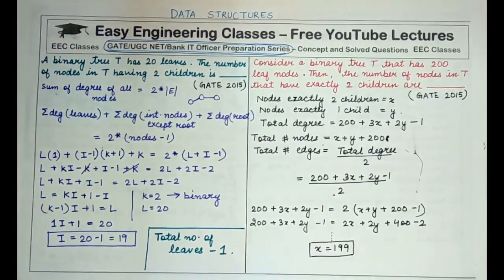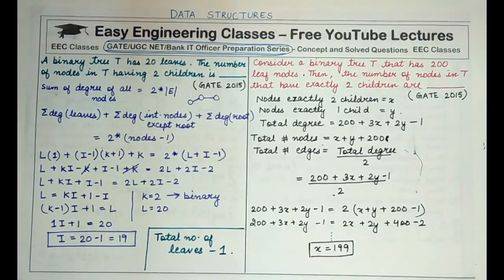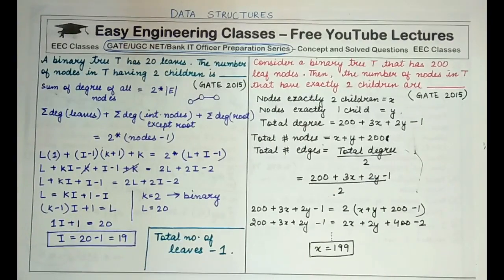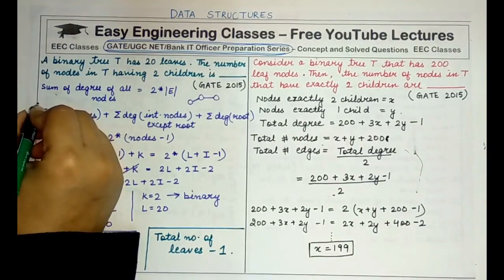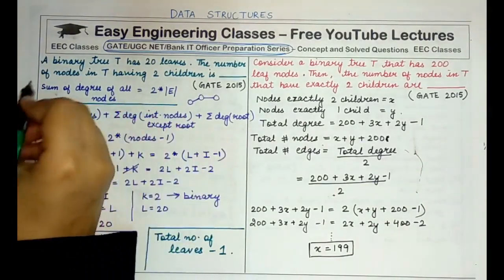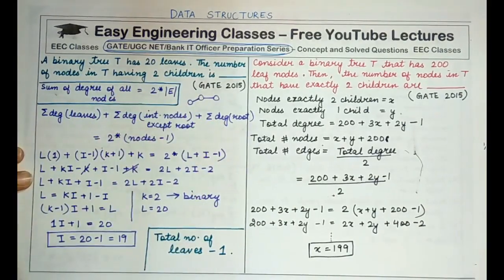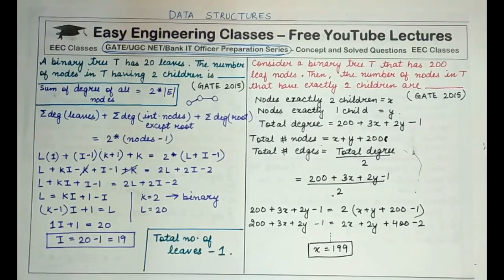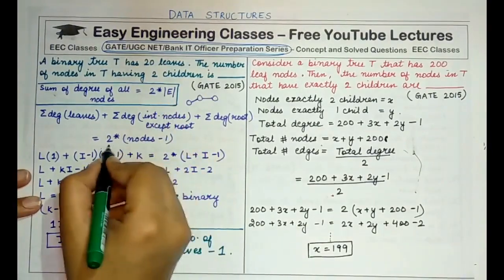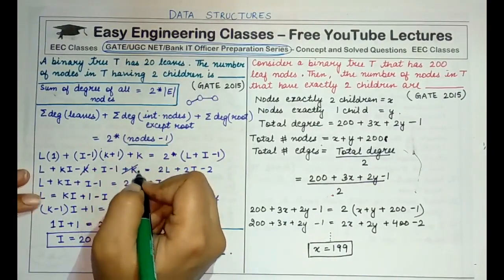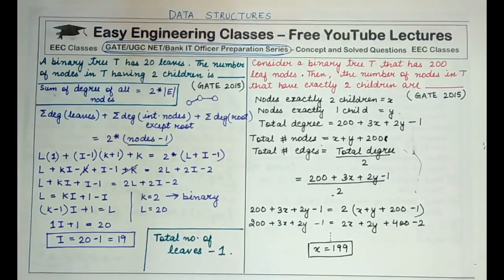I wanted to explain how this shortcut appeared and why it holds true. If you are able to remember this, well and good. Otherwise, you need to remember certain formulas that I have written here. Firstly, the sum of the degrees of all the vertices of a tree is equal to twice the number of edges. Then you also need to remember that in a tree, the number of edges is equal to the number of nodes minus 1. Such small formulas would help you in solving complete questions as a whole.